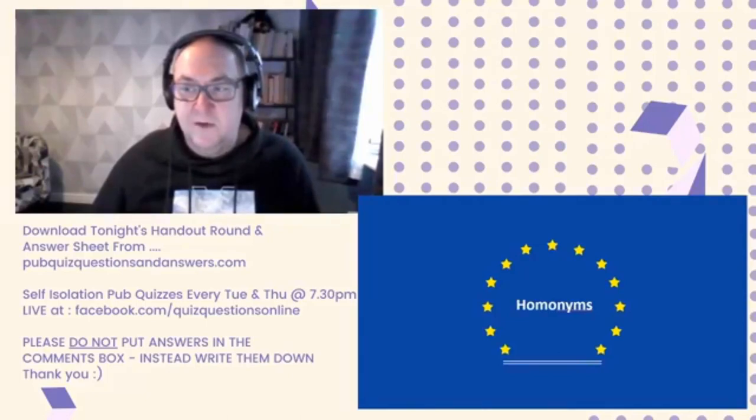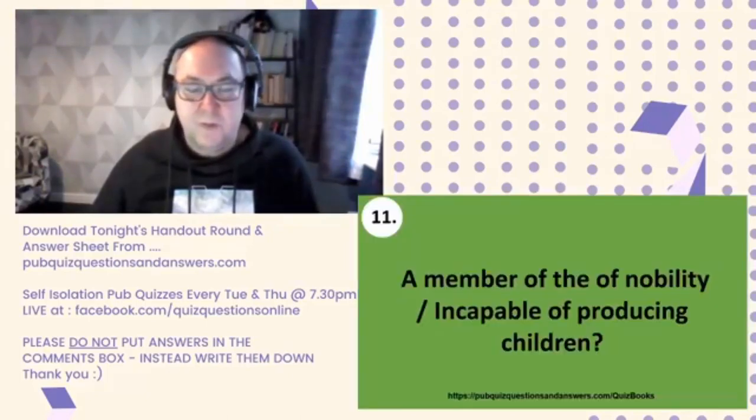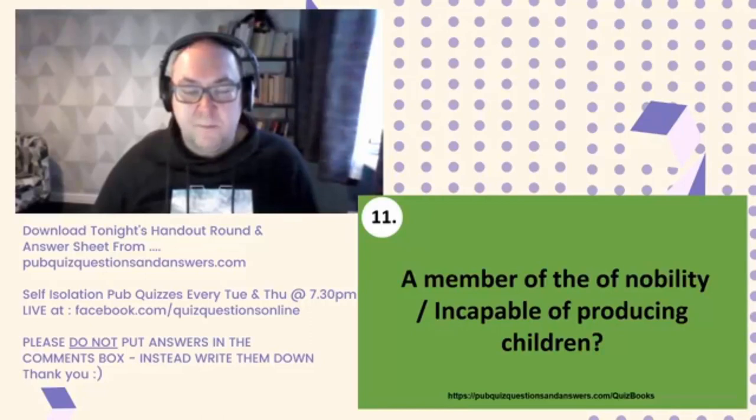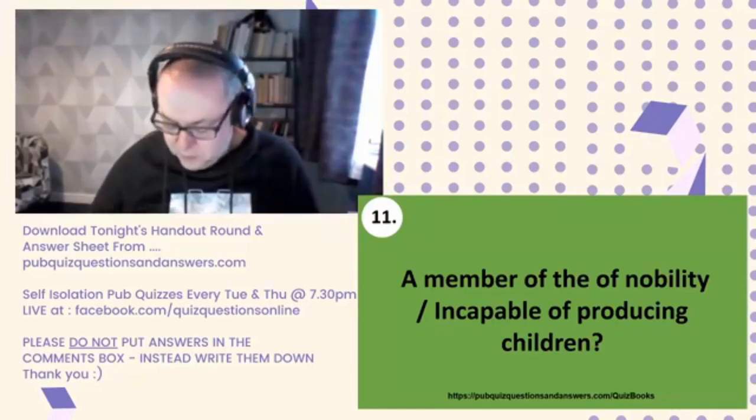Number 11, here it is. A member of the nobility and incapable of producing children. Two words that sound the same but are spelt differently. I want both spellings, please, for that one.